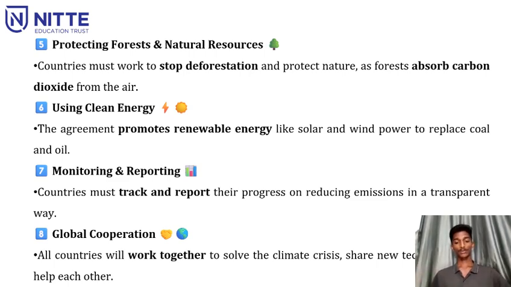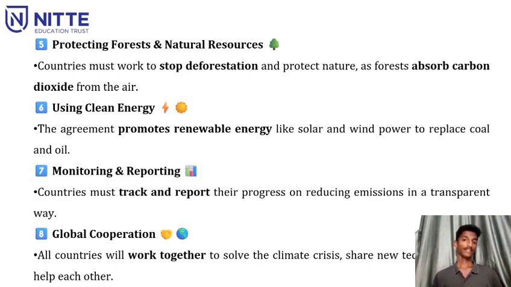And global cooperation. Climate change is a global issue. Every country, every citizen must know about the global issue. All countries must work together. If all countries work together, we may not overcome it completely, but we can decrease global warming on a major scale.